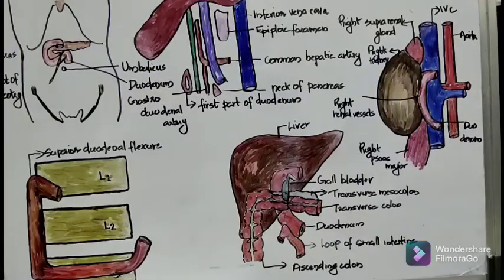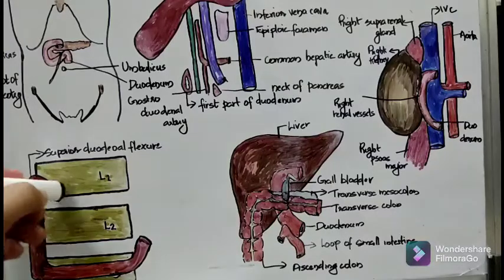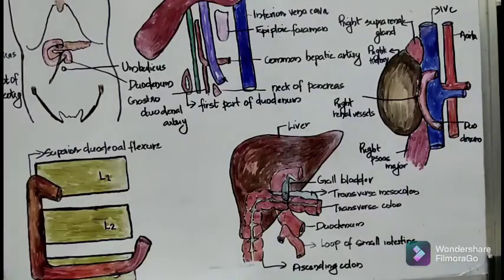Now we will discuss the peritoneal relation of the superior duodenum. This is the proximal 2.5 centimeter and this is the distal 2.5 centimeter. We have already discussed that the 2 ends of the duodenum are mobile. So the proximal 2.5 centimeter of the superior part is mobile, and it is attached to the lesser omentum above and to the greater omentum below.